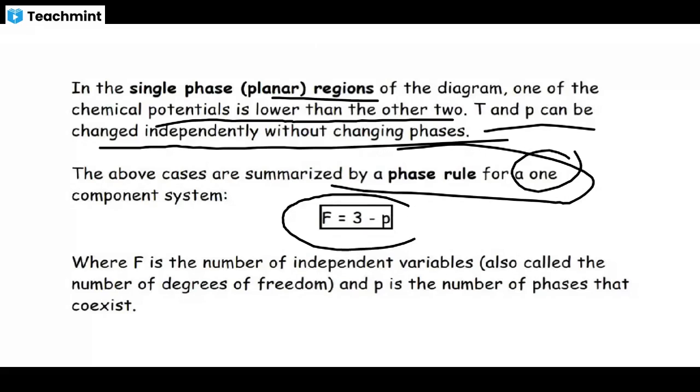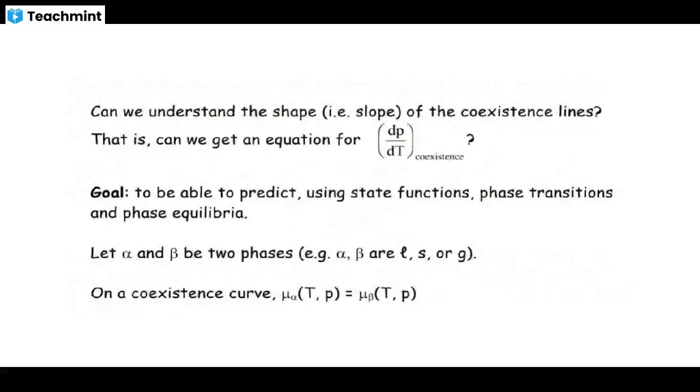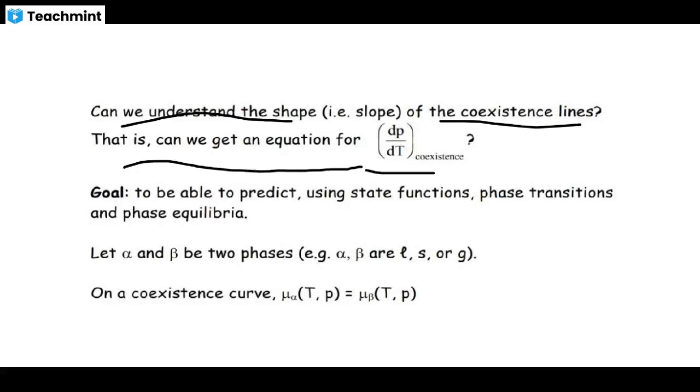So putting 3 minus 3 equal to 1 means 0. So degrees of freedom is 0, which means there is no degrees of freedom. You should remember only one thing. Can we understand the shape of the coexistence line? That is, we can get an equation for dp by dt at coexistence. So how do we understand the shape?